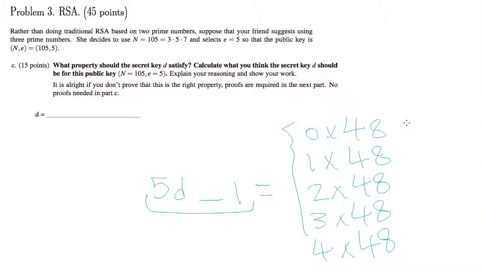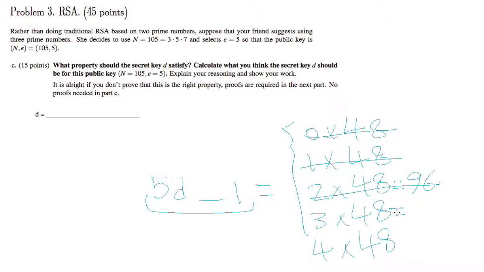Well, this case doesn't work. Why? Because 5d minus 1 can never be 0, because 5d minus 1 is always minus 1 mod 5. Okay, so this case is a no. Okay, what about 1 times 48? Well, if 5d minus 1 was 48, then 5d would have been 49. But 49 is not divisible by 5, so this case is out too. How about 2 times 48? Well, in that case, 2 times 48 is equal to 96, right? In that case, 5d should be equal to 96 plus 1, which is 97, which is not divisible by 5, so this case is out too.